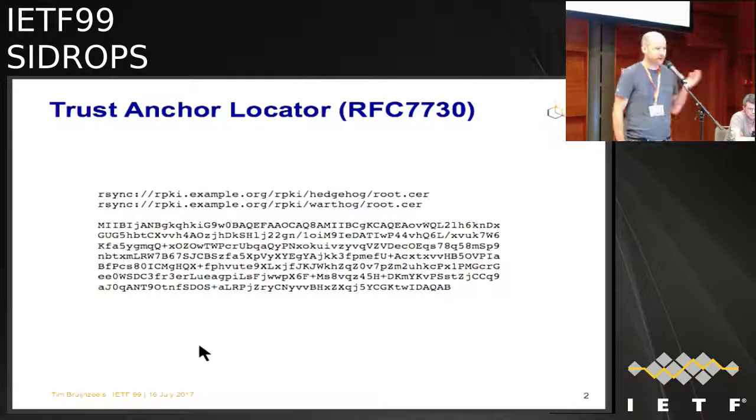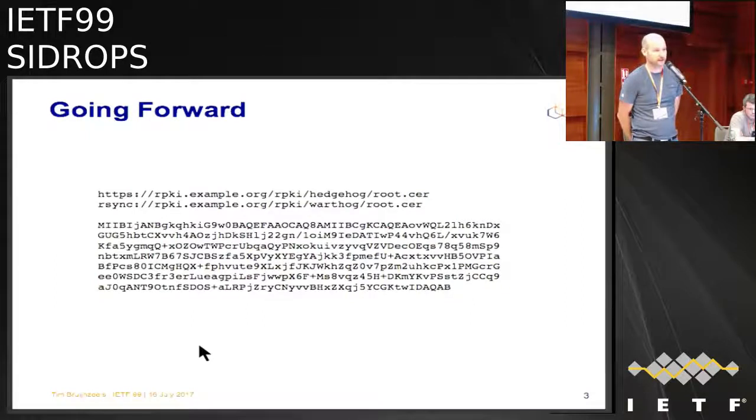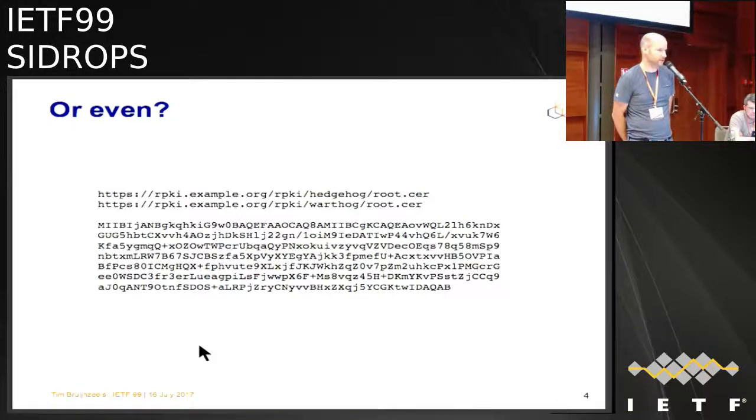Next slide, please. Where I'd like to go in the future is ultimately remove the dependency on rsync. Maybe step by step. But a first step could be to allow HTTPS in addition to rsync. Next slide. Or you could even go further and say, well, if HTTPS is easy enough to support on both the publishing and validating side, you might as well skip it and say, let's just say HTTPS only.